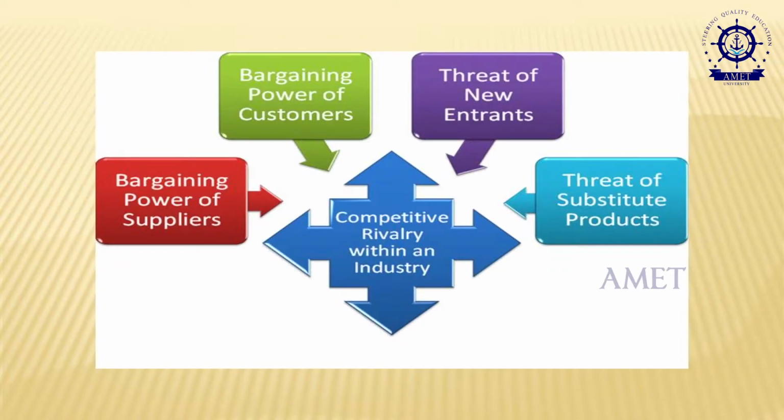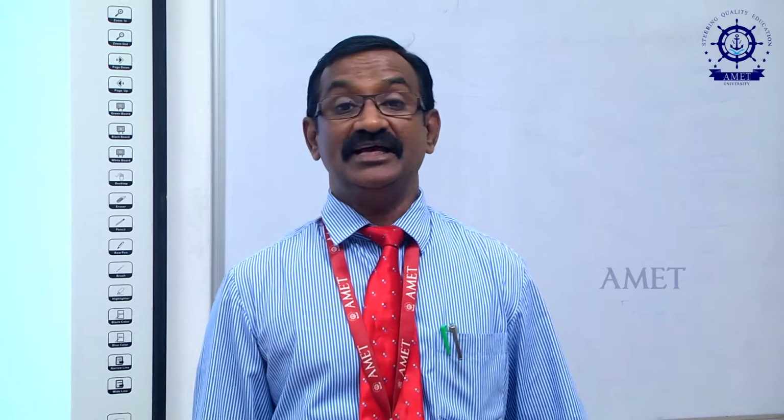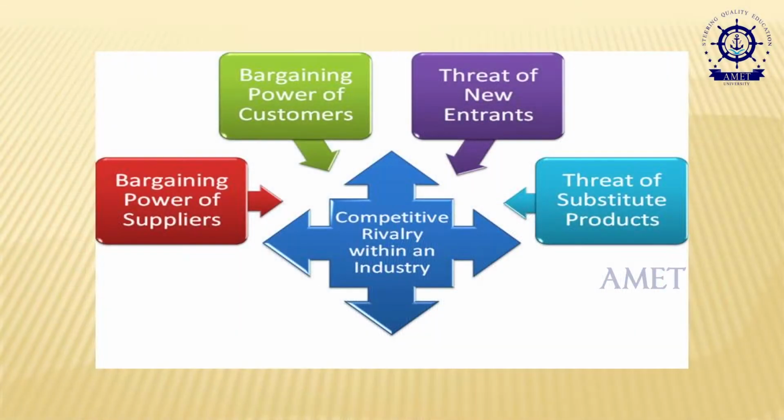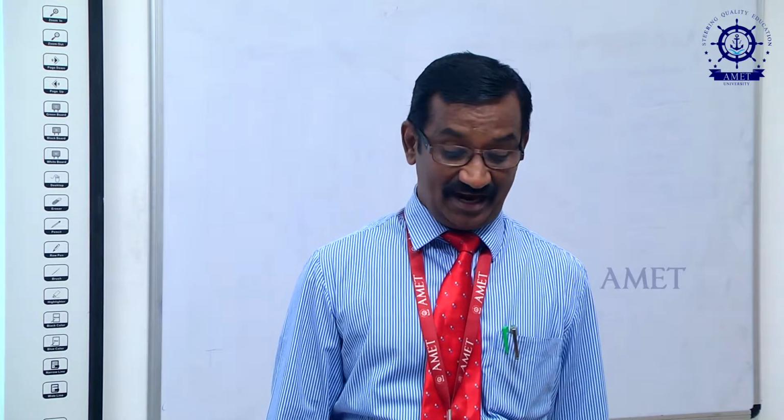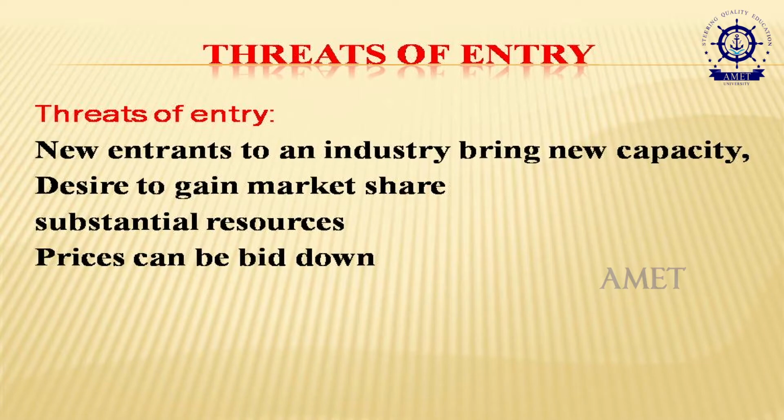As we discussed all the 5 different forces, the bargaining power of a customer is very important. The second one, threat from the new entrants, who are the people who are newly entered into the concerned industry. Third one is called threats from the substitute products, competitive rivalry within this industry, and last one is called bargaining power of suppliers. Now we are going to discuss one by one.